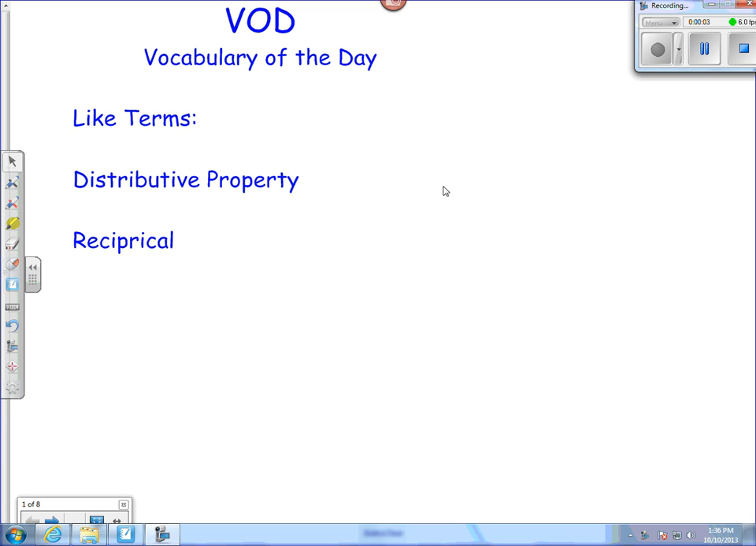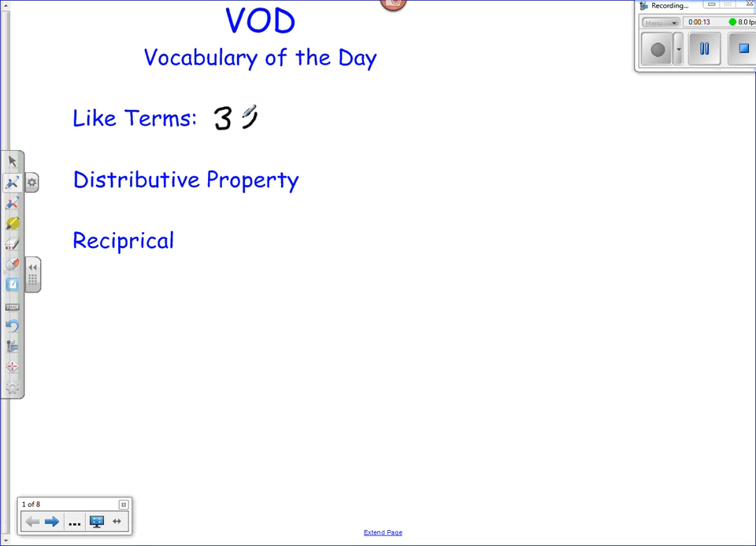Okay, vocabulary for 2.4 in your book. We're talking about like terms, and those are terms that have the same variable. For example, if you want to give an example, 3x plus 4x. These are like terms. They have the same variable. Our answer would be 7x.